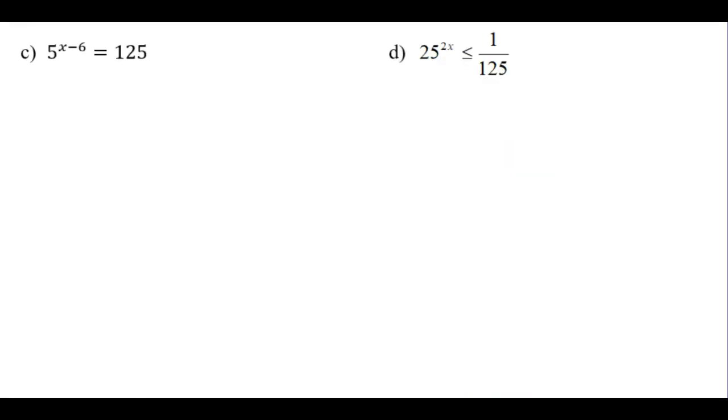So if you're watching the video, go ahead and give C a go. It's very, very similar to example B that we just did. So you're probably done with C. It's not that hard. How could I rewrite 125 as an exponential with a base of 5? 5 to the 3rd. Good, 5 to the 3rd power.